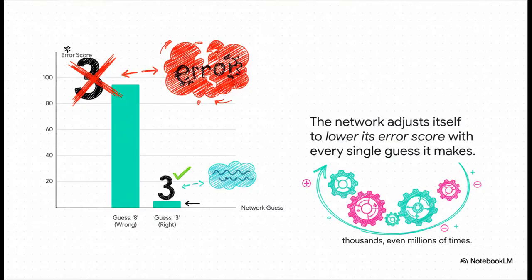And this chart makes it super clear. If our network sees our 3, but it guesses 8, the loss function gives it a really high error score. But when it correctly guesses 3, boom, it gets a nice low score. The network then works backwards, making these tiny little adjustments to its weights and biases just to make sure that the next time it gets an even lower score. And it does this thousands, sometimes millions of times.